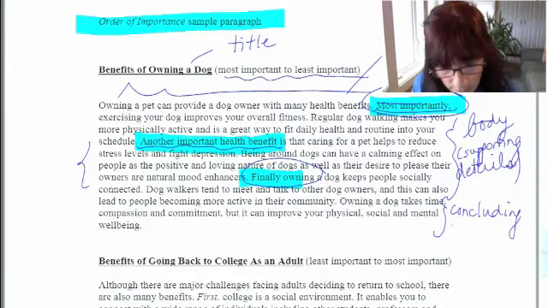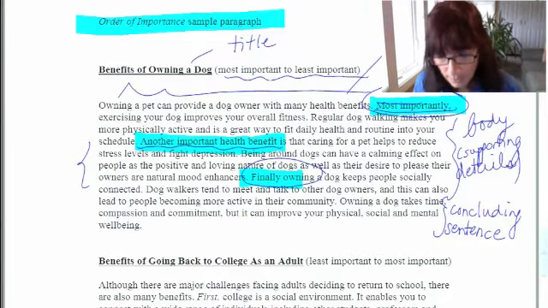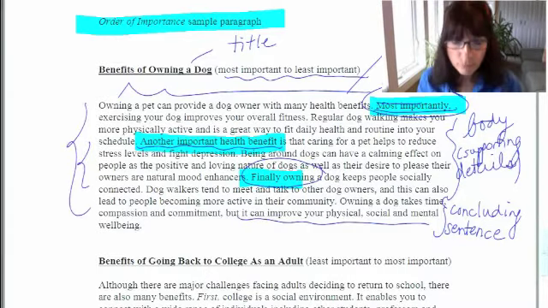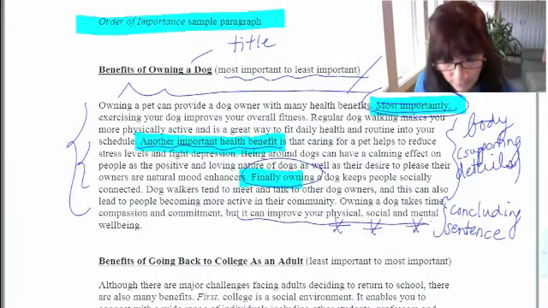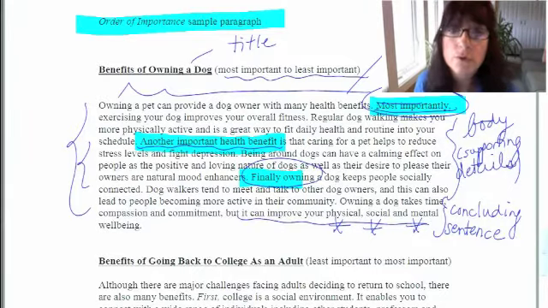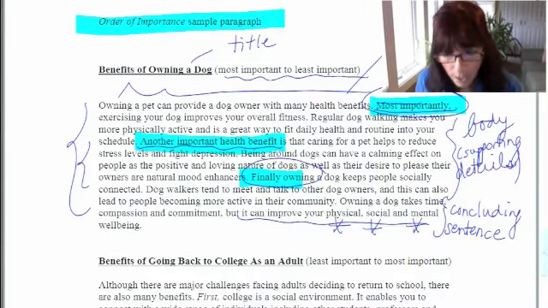And notice the conclusion. This is my concluding sentence. Owning a dog takes time, compassion, and commitment, but it can improve your physical, social, and mental well-being. So in this conclusion, I have restated the ideas that I mentioned in the body of my paragraph, because I talked about the physical, I talked about the fact that it's good for you socially, and I also talked about the fact that it was good for your all-round well-being, mental well-being, as it helps to reduce stress. It's a natural mood enhancer, etc. So it's a nice concluding sentence.